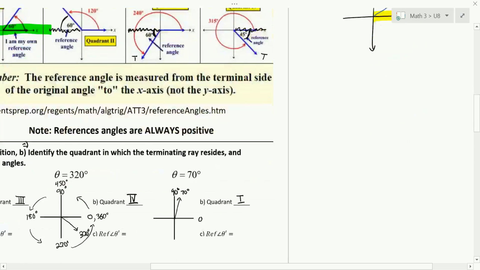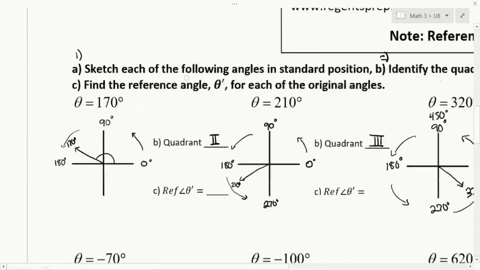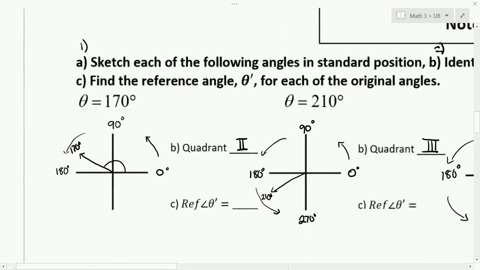Okay. So let's practice this with the first example here. We've already plotted 170 degrees. So the reference angle is between that 170, that's our terminal, and the x-axis, which is that 180. So what's the difference? And it's always positive. What's the positive difference between 180 and 170? We get 10. And so that angle right in there, 10 degrees, is our reference angle.